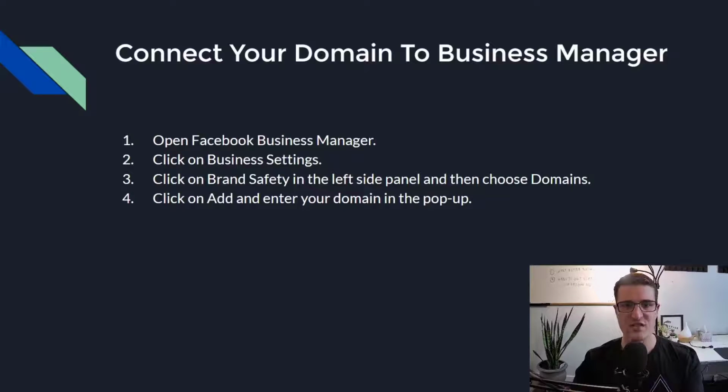So the first thing that you can do, and this is what Facebook recommends, is to actually connect or verify your domain to Business Manager. So this is probably the easiest thing you can do just to make sure that you don't get affected too much by the iOS privacy policy update. And it's just going into Facebook Business Manager. You can click on Business Settings and then click on Brand Safety in the left side panel and then choose Domains. And then after that, you're going to click on Add and then enter your domain in the pop-up. And then you're going to be able to verify your domain with Business Manager.